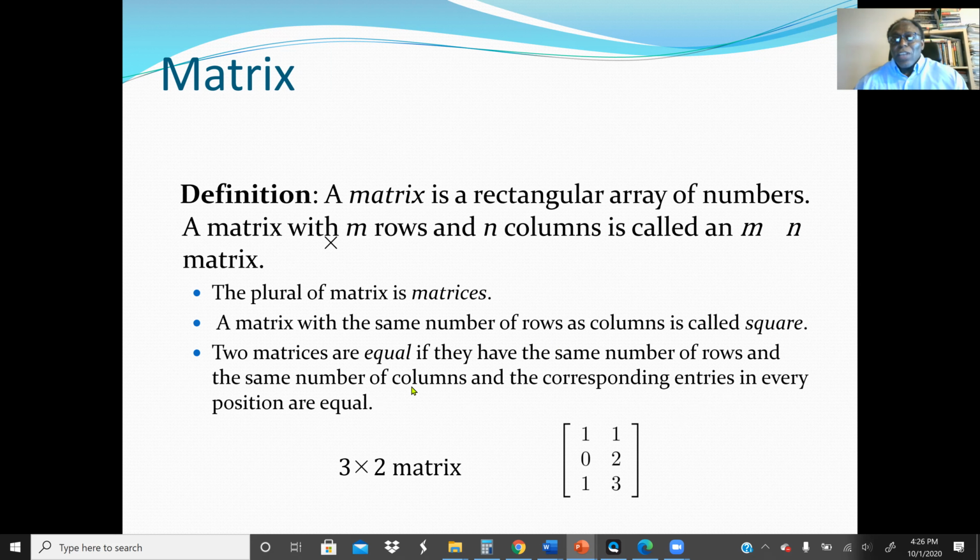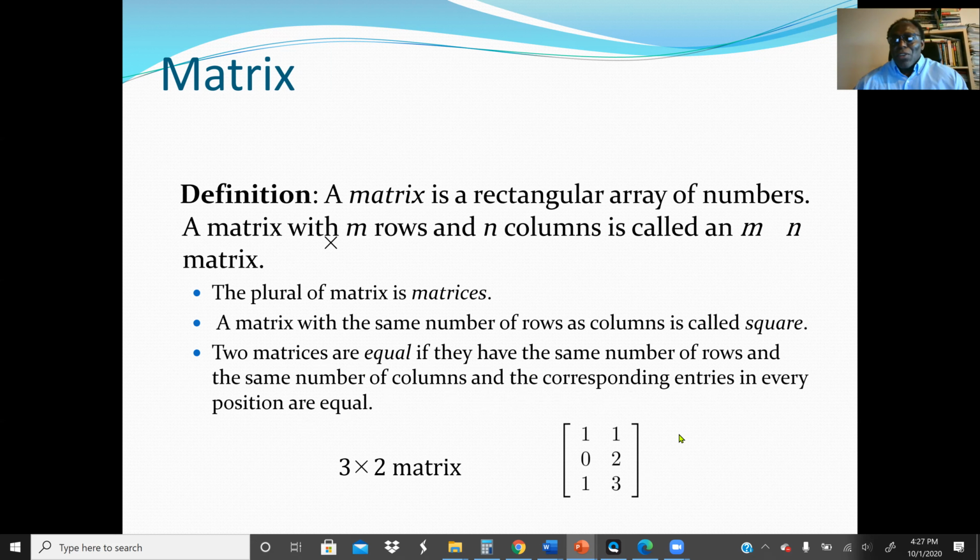Also, 2 matrices are equal if they have the same size. That is the same number of rows and the same number of columns. So the size of 2 matrices must be the same. Then also the elements must be the same at each position of both matrices. So we say 2 matrices are equal if they have the same number of rows and the same number of columns, and the corresponding entries in every position are equal.